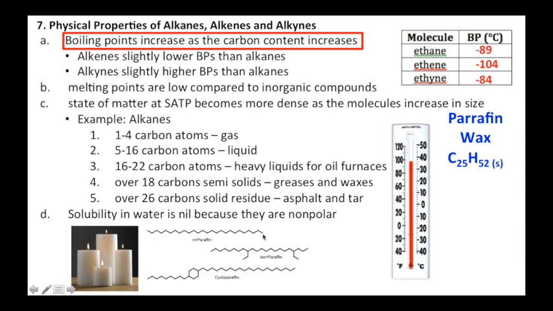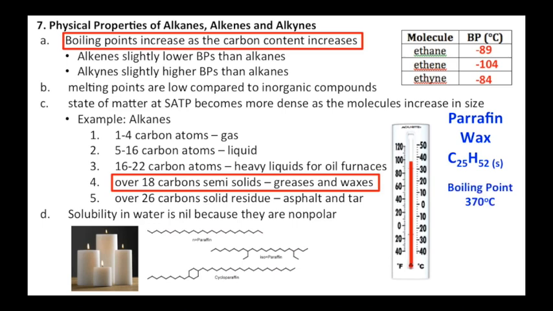Great big long hydrocarbon. And there's a candle, right? Or paraffin wax. It's the same thing in candles. All right. This is over 18 carbons, but less than 26. Boiling point 370 degrees is when it boils. Not when it melts, when it boils. So that's way off the chart there.